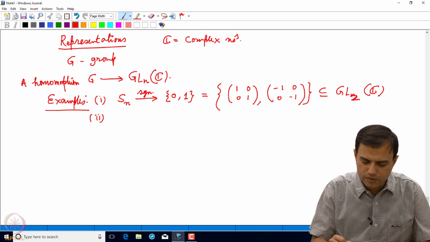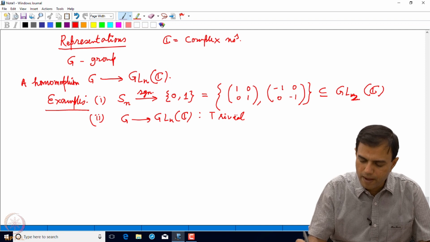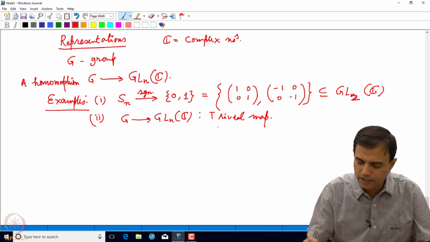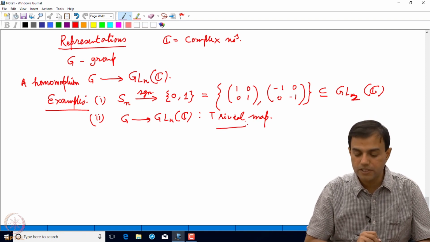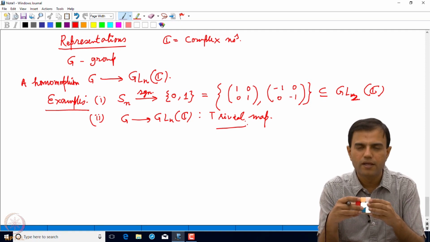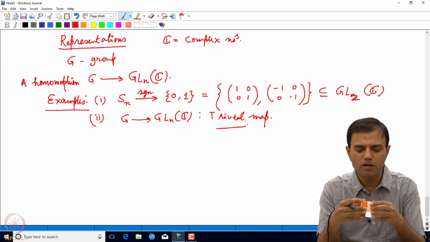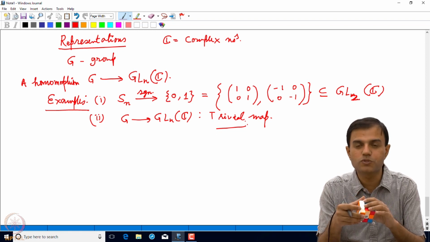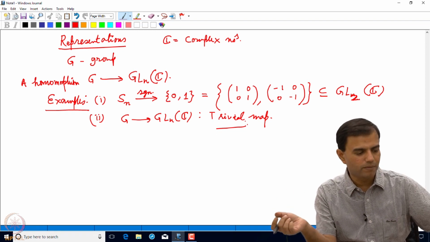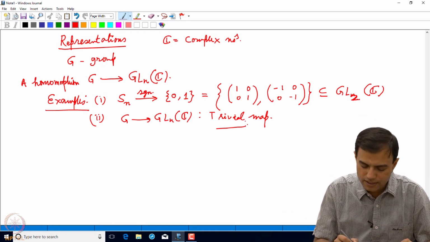Or simply, originating from any group, you could have the trivial map. That is also an example of a representation. When you have the Rubik's group, for example, and you map an abstract state of the Rubik's group to a concrete matrix which corresponds to that permutation, that is also an example of a representation. A few more examples.